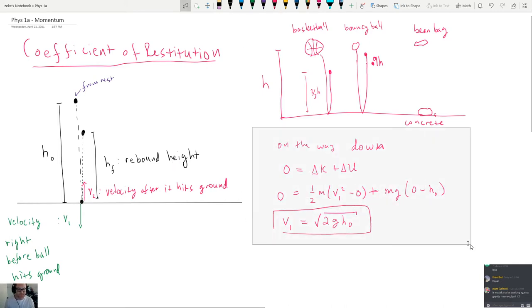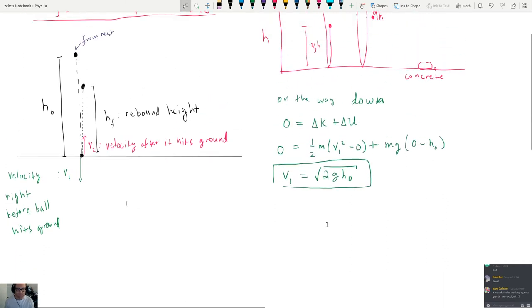Actually, since this is on the way down, and I used green for the velocity vector, let's just make that all green. And then on the way back up, you can get a similar relationship. The velocity that it has on the ground, on the way up, it's going to have a velocity that's equal to zero when it gets to the top. So I would argue that the velocity v2 is going to be related to the height h-final as the square root of 2 times g times h-final. And so since h-final is less than h-naught, that means that v2 is less than v1, right? And this is happening just because this is an inelastic collision with the ground. Some of its kinetic energy is lost when it hits the ground. That makes this collision inelastic.